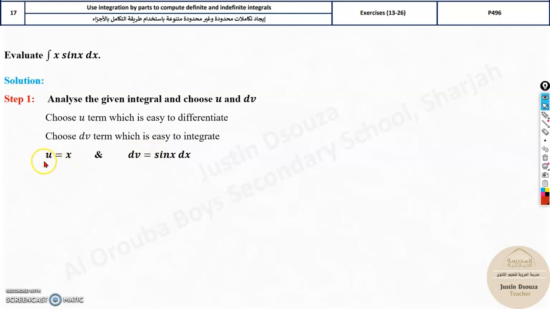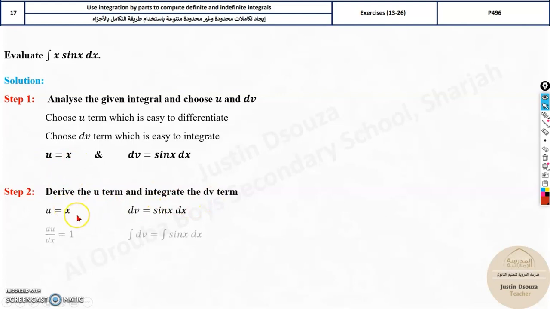Now differentiate: du by dx. What is going to happen? We derive the u term and integrate the dv term. Differentiating u with respect to x, you will get 1. So then what is the du value? Take this dx to the other side. du is equal to dx. Now integrate this side over here. What do you get? The integral of sin x dx is minus cos x. So v is on the left side; the integral of dv would be v. So now you have du equals dx, v is equal to minus cos x.